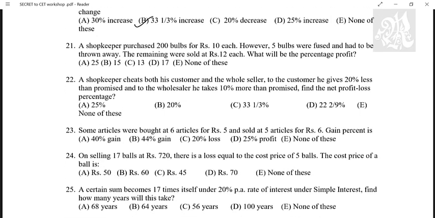Now cheating shopkeeper, okay, dishonest shopkeeper, you can find my video on the same on YouTube as well. Okay, you can go to my channel Numbers by Rohan Raval at YouTube and you will find the same thing, but however I explain this to you. Shopkeeper cheats both his customer and the wholesaler. Customer gives 20 less, wholesaler takes 10 more.